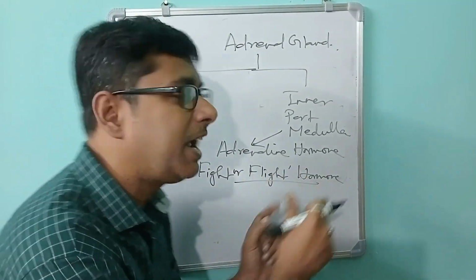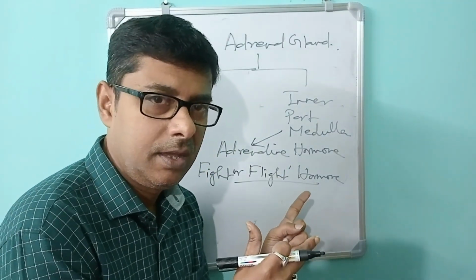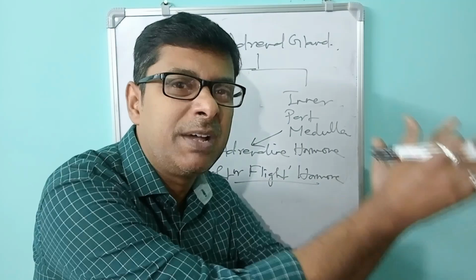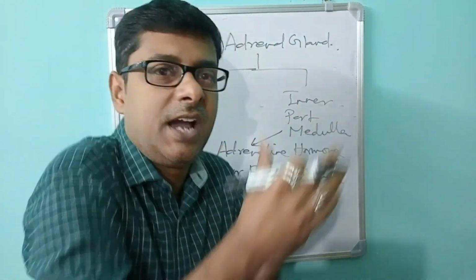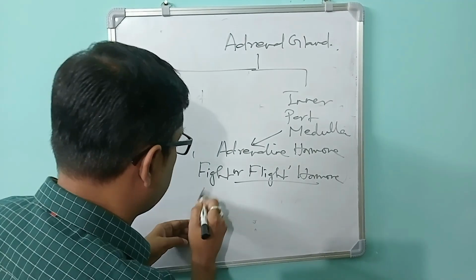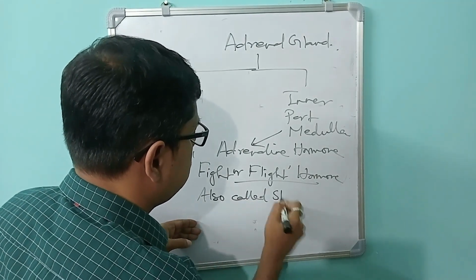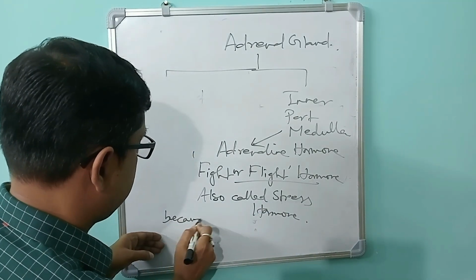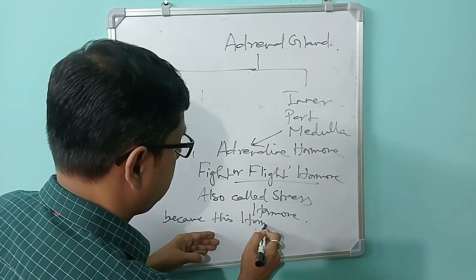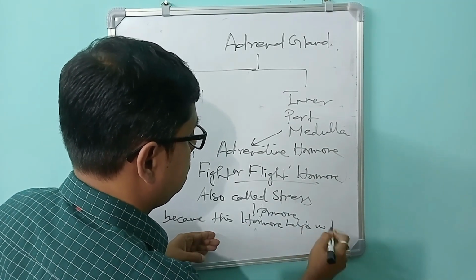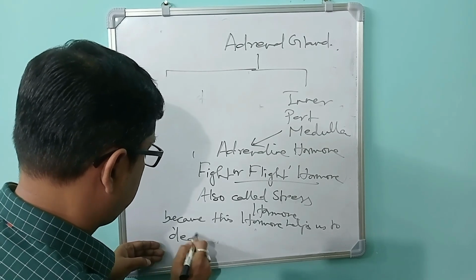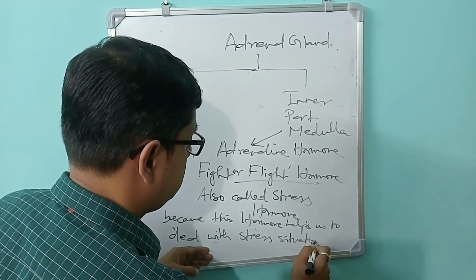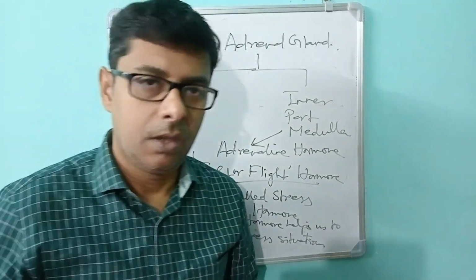It is also called fight or flight hormone because this hormone helps us to adjust to the stress conditions by improving blood flow to our brain and muscles, right? Okay, increasing heart rate. Clear? So this is also called stress hormone because finally this hormone helps us to deal with stress situations. Clear? Okay. Thank you everyone.